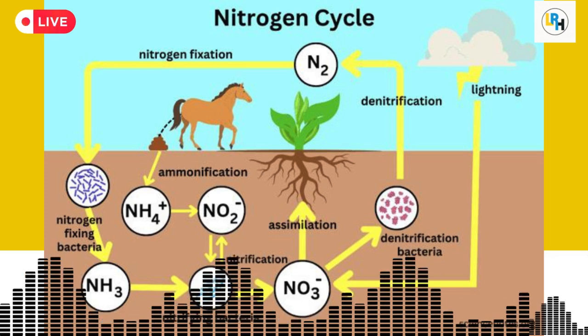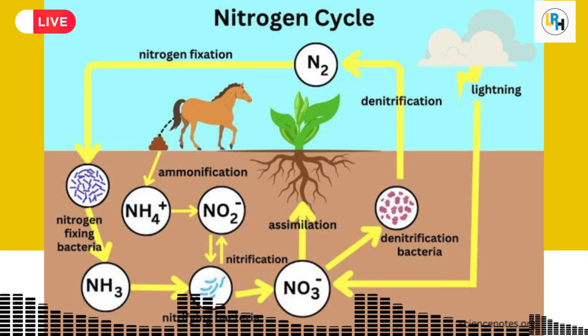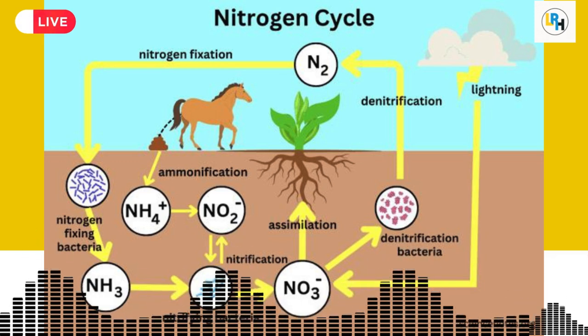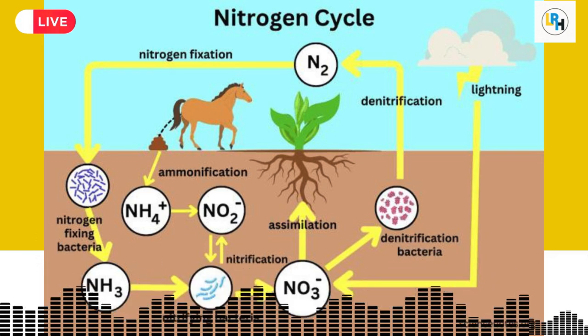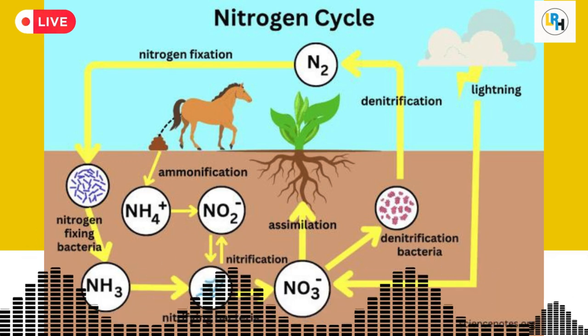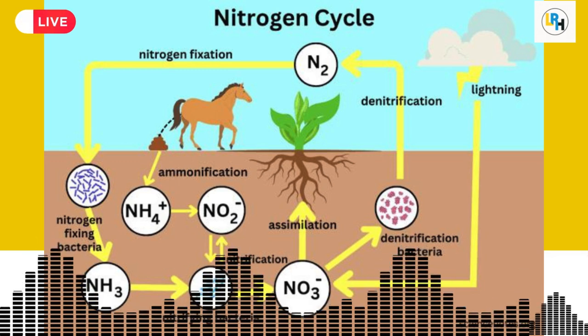Stage 2. Nitrification. Here, soil bacteria change ammonia into nitrites and then into nitrates. So ammonia is changed into nitrites and then into nitrates. Nitrates are absorbed by plants as food for growth.